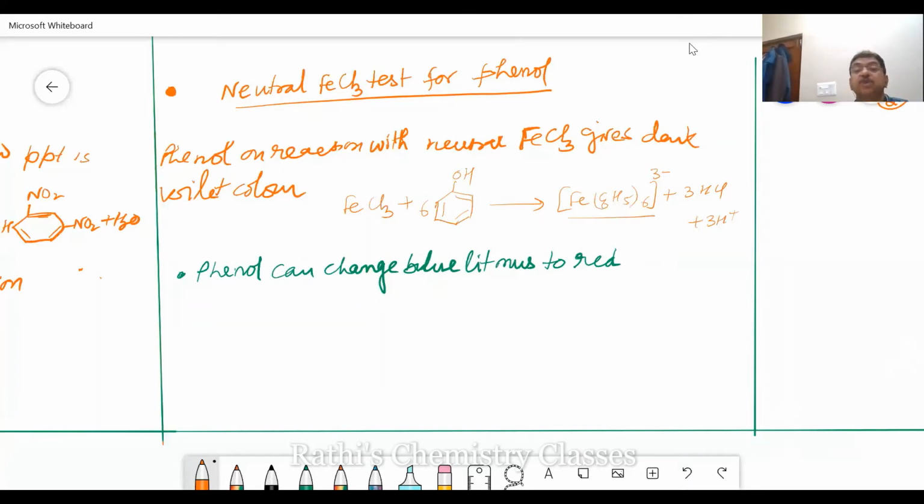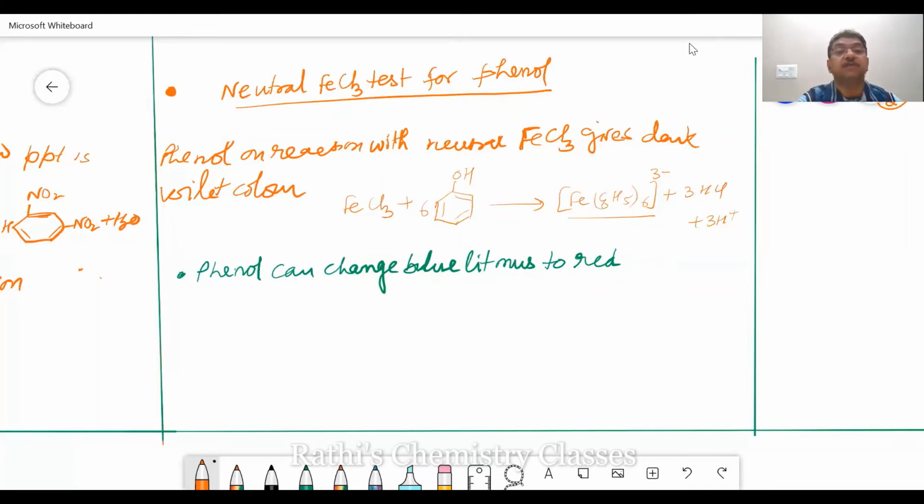Phenol can also change blue litmus solution to red. That can also be used to test phenol. So this is one important point. Whenever we have to distinguish phenol from any other compound, we will use the neutral FeCl3 test, because this test is not given by any other compound. No other compound gives this neutral FeCl3 test. So whenever you have to distinguish phenol from any other compound, always use the neutral FeCl3 test.